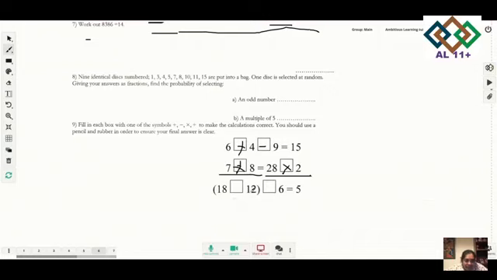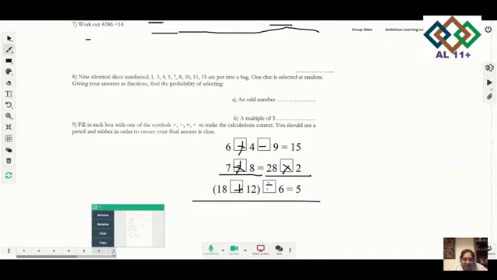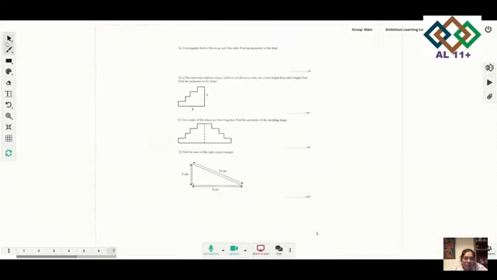So 18 plus 12 divided by 6 gives you 5. These are really easy. You should try doing them really fast because these are the ones all of you will be scoring marks for in your private school papers.